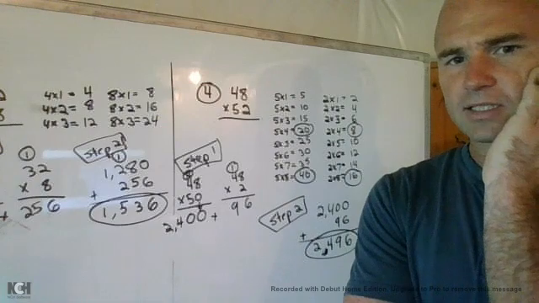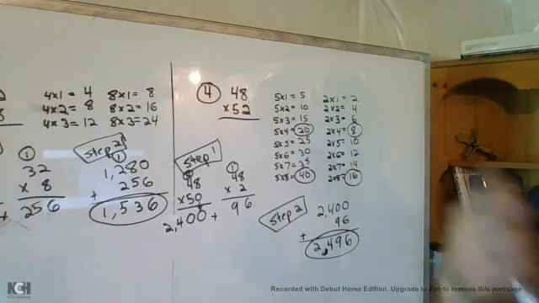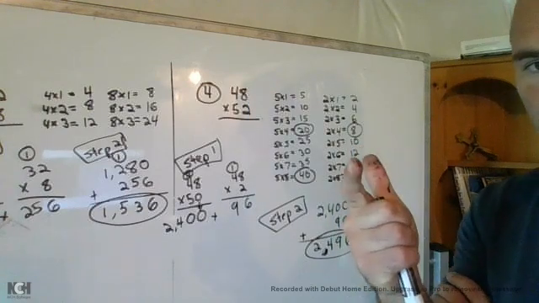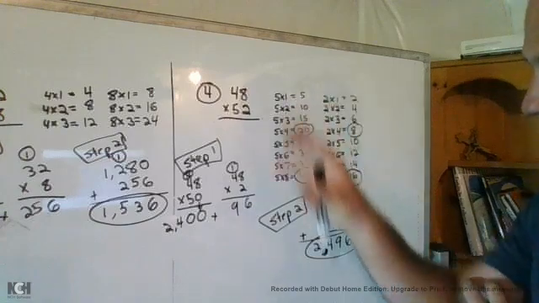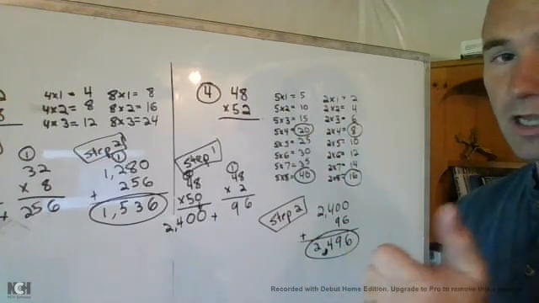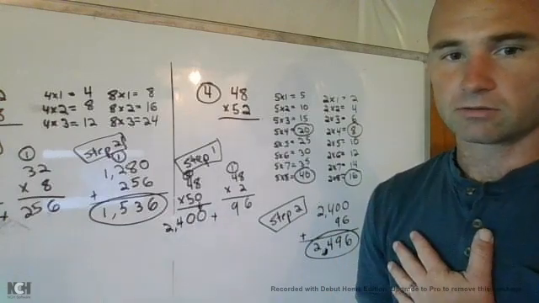So, with that being said, if you made a mistake, was it multiplication, was it regrouping, or was it adding? Hopefully you're not making mistakes, number one. But more importantly, if you are making mistakes, you're picking up on what those mistakes are.